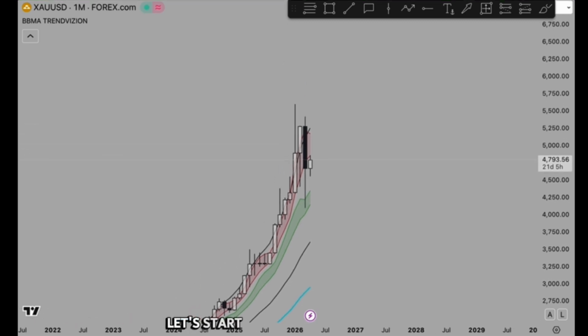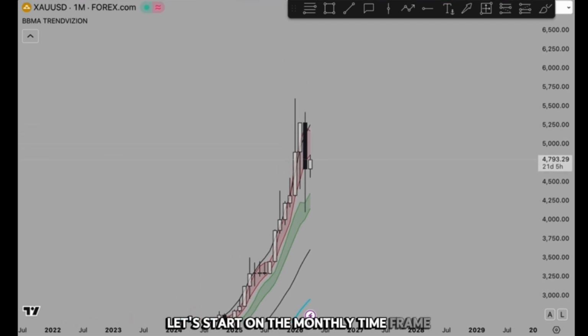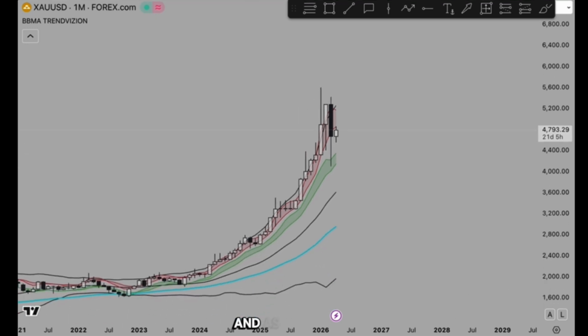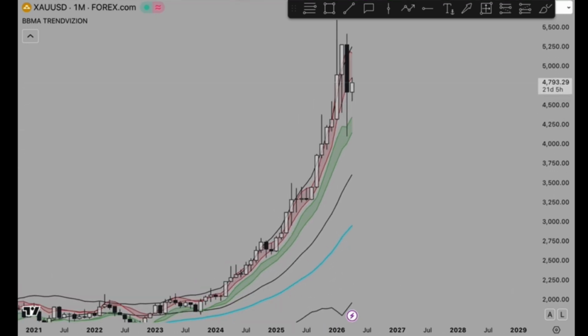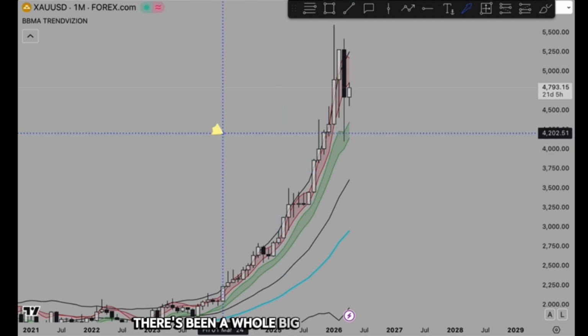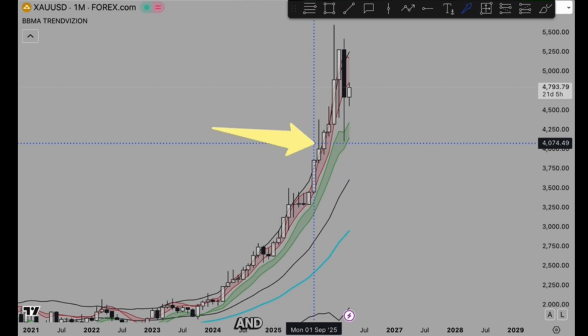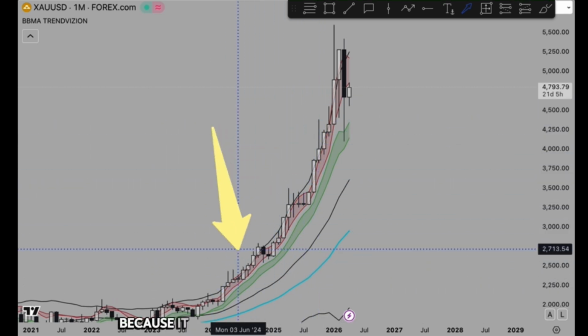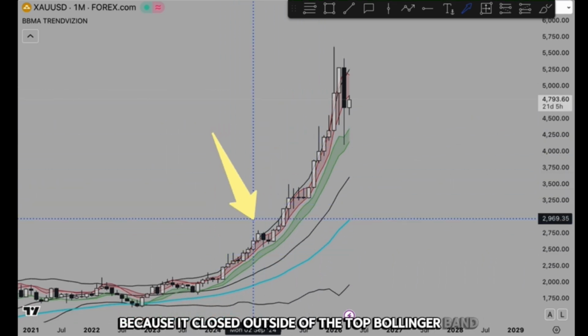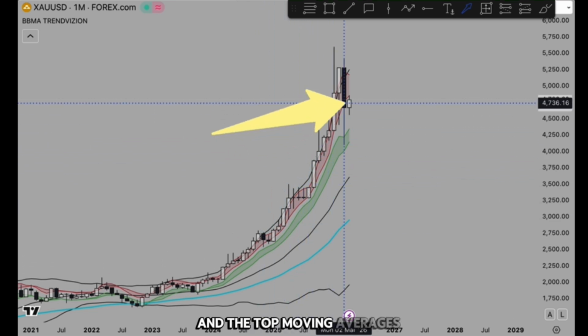So let's start on the monthly time frame, and as you can see, there's been a whole big rally up for years now, and this is all CSM because it closed outside of the top Bollinger Band and the top moving averages.